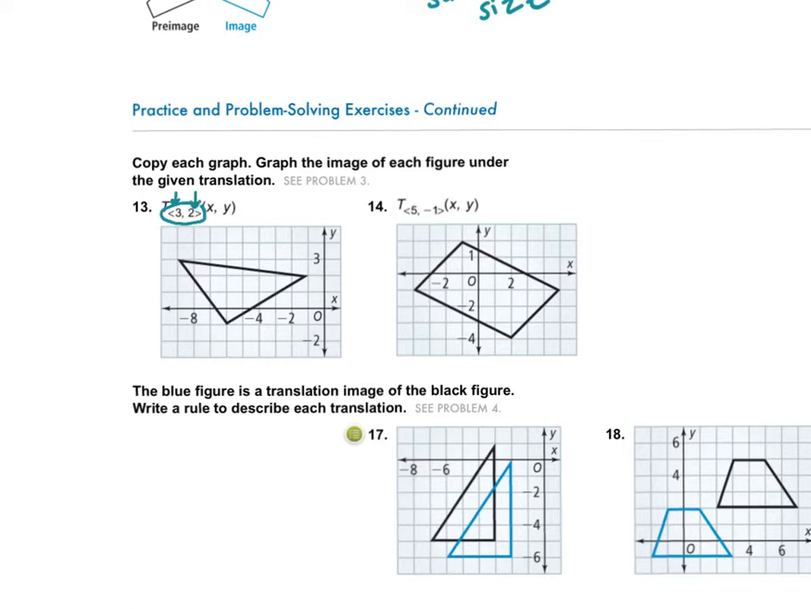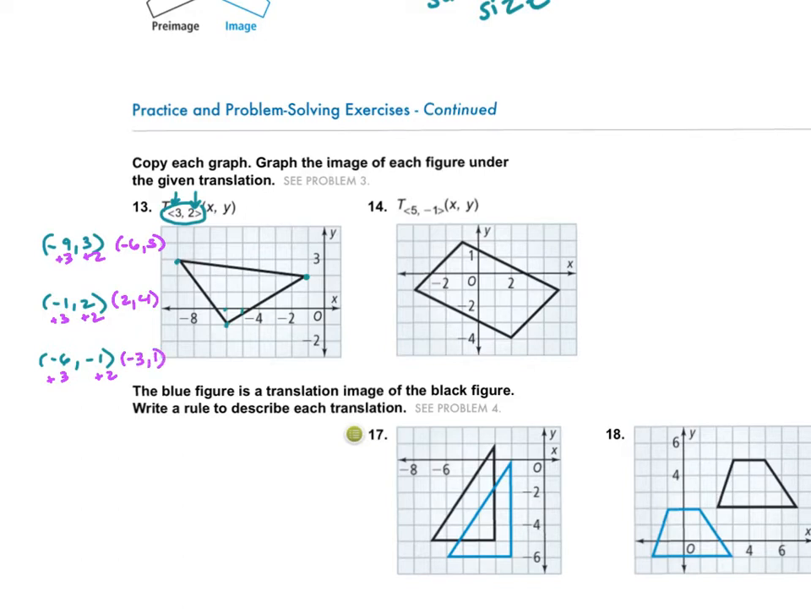So you can either plot these points, like this would be (-9, 3). This one would be (-1, 2). And this one would be (5, 6), (-6, -1). And then you can add 3 and add 2, add 3 and add 2, add 3 and add 2 to get (-6, 5), (2, 4), (-3, 1).